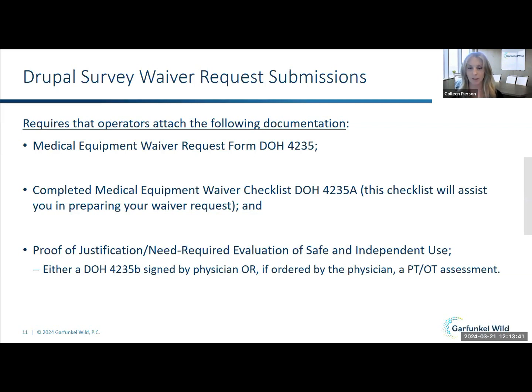The Department of Health has interchangeably used the term physician order and DOH 4235B, but they mean the same thing. But this has been a source of confusion because the Department of Health just arbitrarily uses either or instead of using one consistent term for the order.